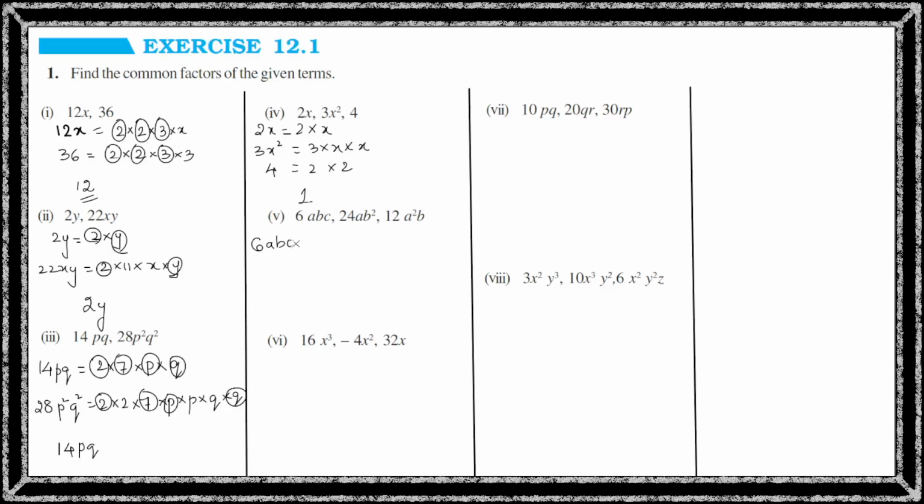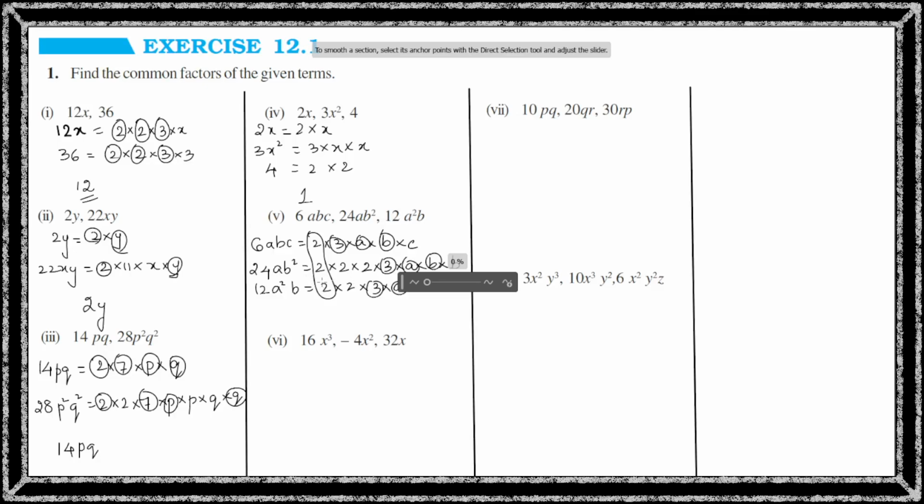Next I have 6abc is 2 into 3 into a into b into c, right? 24ab square is 2 into 2 into 2 into 3 into a into b into b, right? Next I have 12a square b, which is nothing but 2 into 2 into 3 into a into b. Now what are the common factors? Clearly 1 2 is common, right? And I have 1 3 common, and I have a common, and I have 1 b common, correct? So I have 2 into 3 6, 6ab is the common factor, right?